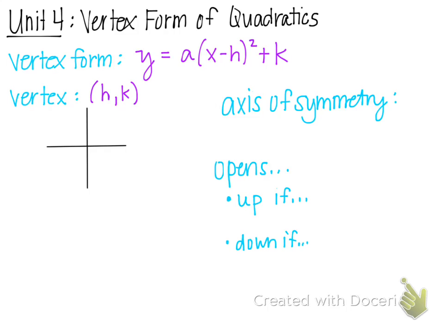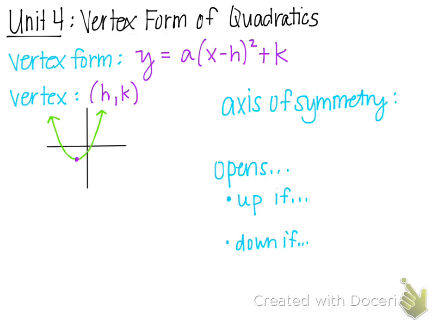Now this is a point, some point on our parabola, so let's draw a parabola here. It is the point where you have a minimum or a maximum. So the vertex is either the very, very bottom or the very, very top.